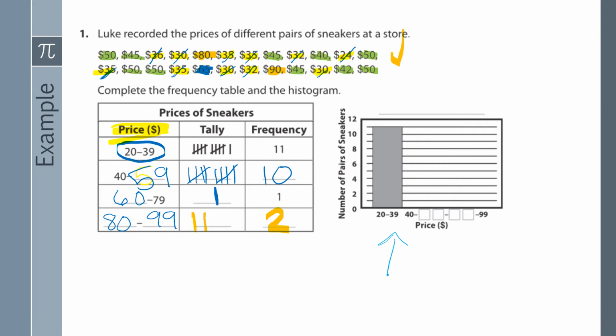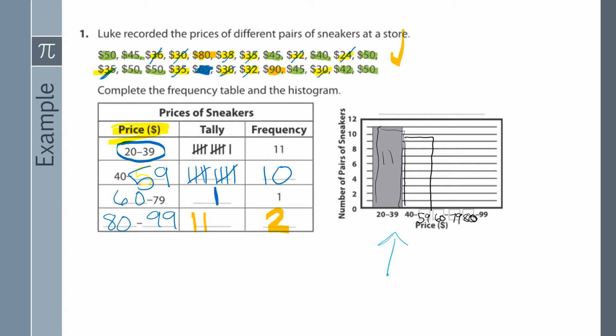So 20 to 39, then we have 42, and this might be really small to get in here, but 40 to 59, 60 to 79, and then 80 to 89. And then we'll do our bars. So notice how this first one went all the way up to 11. So we're going to do the same thing with the next one. So 10 is here. So we're going to make this bar graph go here.